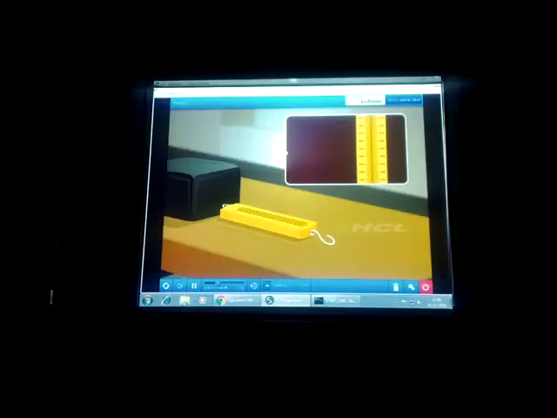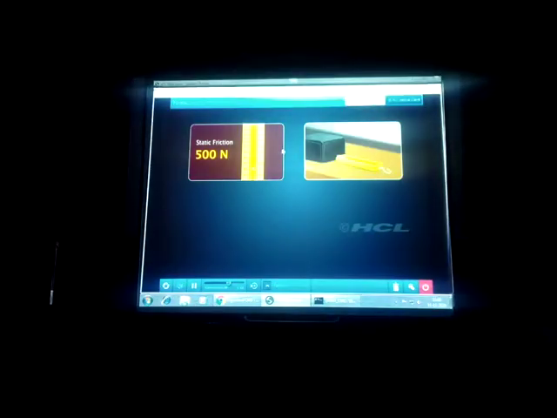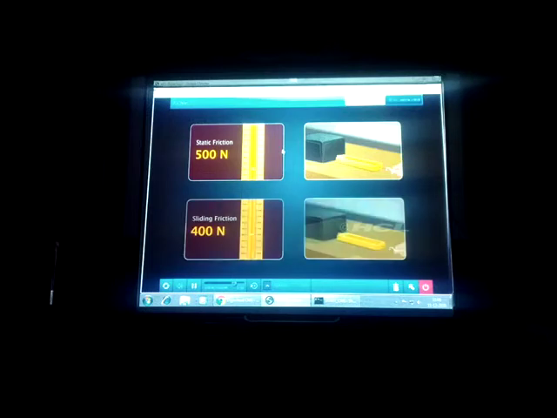Also, there are different kinds of friction. See this man pulling a load with a spring balance. To start the movement of the load, the force required is 500 Newton. After it starts moving, the man just needs to exert 400 Newton to keep the load moving. The force required to overcome friction at the instant an object starts moving from rest is called static friction. The force required to keep the object moving is called sliding friction.